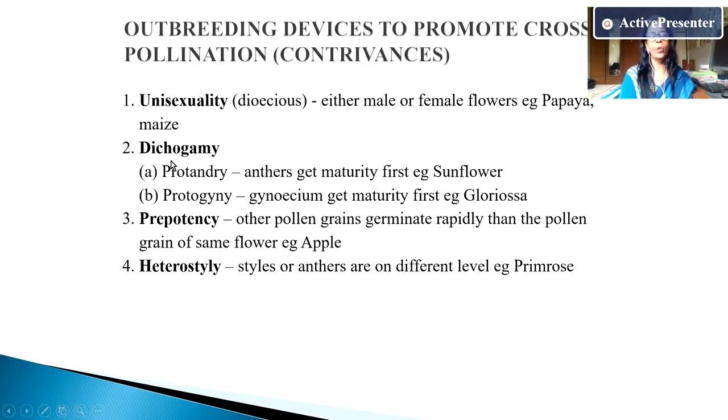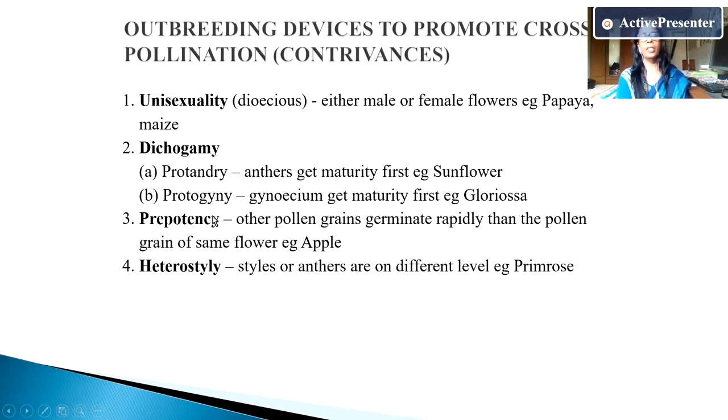Then dichogamy. Dicho means different: gametes mature at different times. The first one is protandry, the second is protogyny. Protandry means anthers mature first, example sunflower. In that case, the stigma has to wait for foreign pollen grains. Protogyny: the gynoecium matures first, so the pollen grains have to come from outside. In protandry, the anthers mature and release the pollen grains, which have to go to another flower for pollination. In protogyny, if the gynoecium matures, it has to accept foreign pollen grains from other flowers.